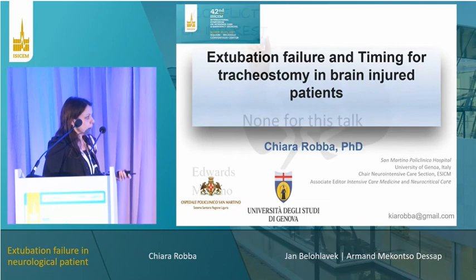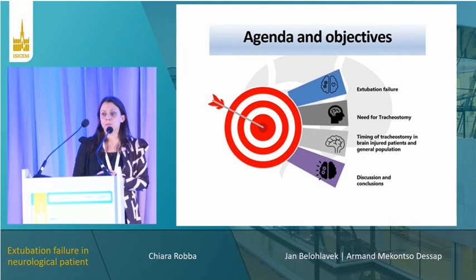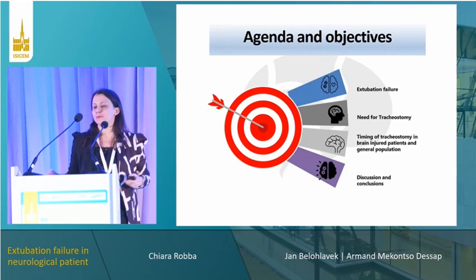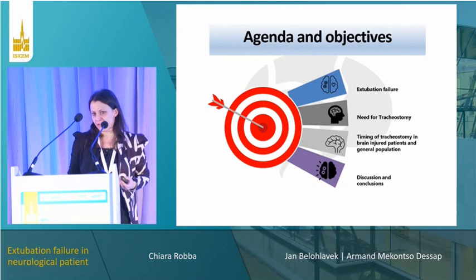So this is my conflict of interest, which has nothing to do with this talk, and this is the agenda and objectives of this chat. I will demonstrate to you that, as always, especially when it's about mechanical ventilation, neurological patients behave very differently from the general ICU population. We always try to extrapolate the guidelines from the general ICU population and put them in neurocritical care, but they never work. So we need to provide specific evidence for this population.